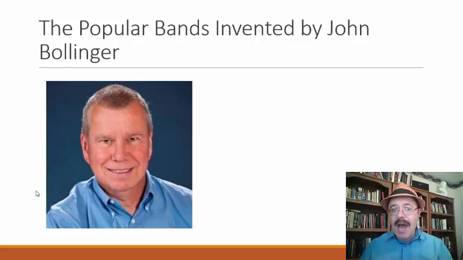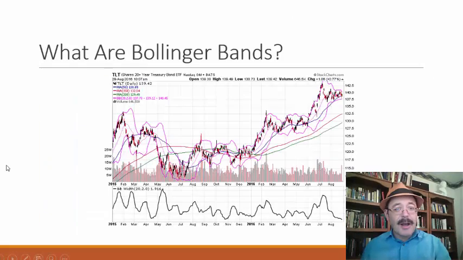Now, these popular bands were invented by John Bollinger in the 1980s. There's a picture of John right there, in fact. Now, what are these bands and why are they so popular? Well, take a look at this chart. This is TLT, the 20-year Treasury Bond ETF.